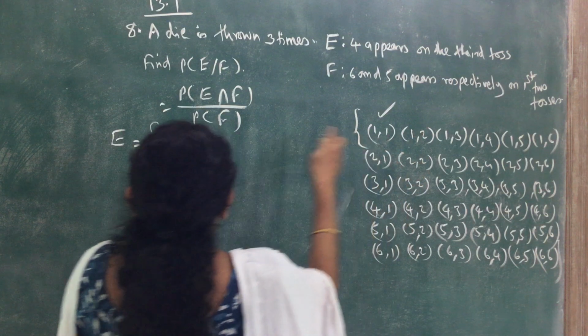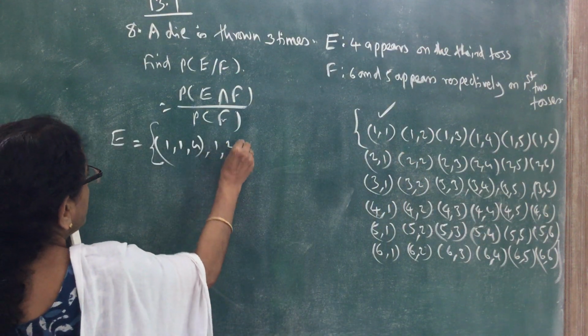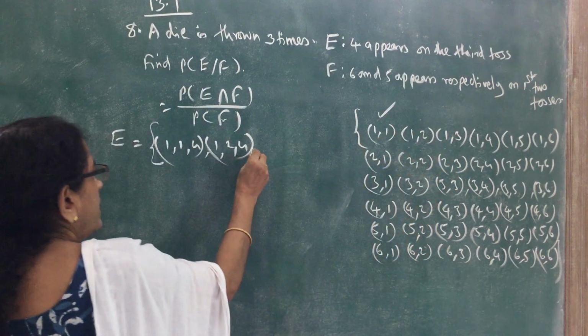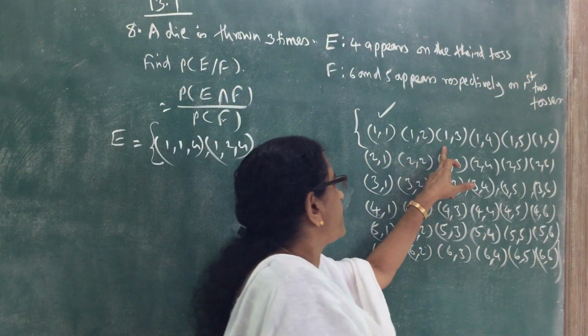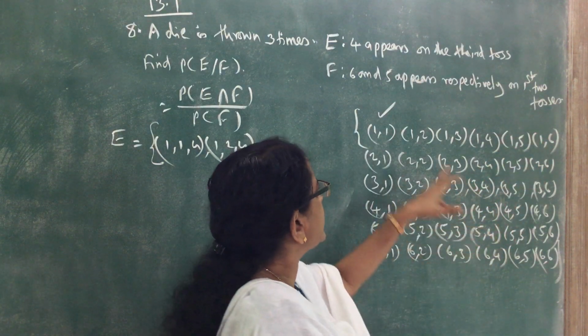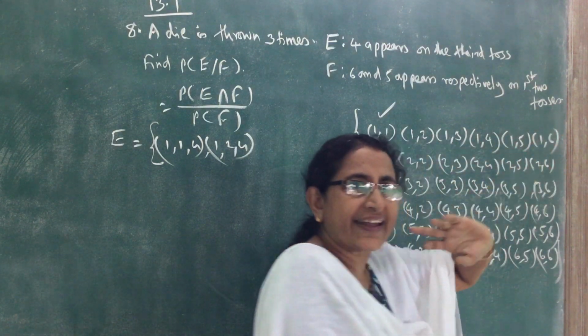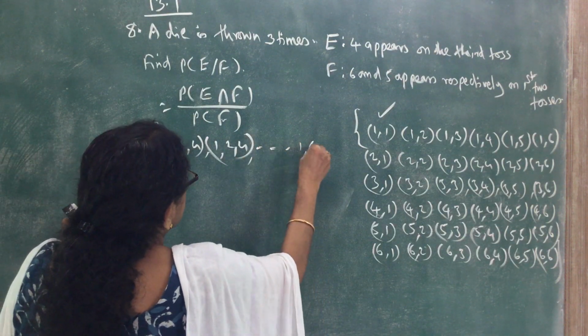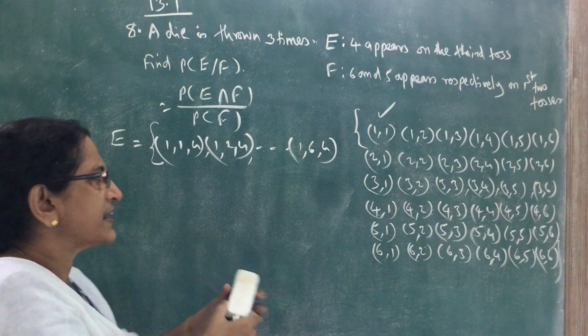In this set: 1, 1, 2, 4; 1, 2, 4. Then here only 1. Then 1, 3. So similarly we can write 1, 3, 1, 3, 4, 1, 4, 4, 1, 5, 4, 1, 6, 4. No need to write all. We can write etc. up to 1, 6, 4. Like that we can write set by set. Next we can consider this set.